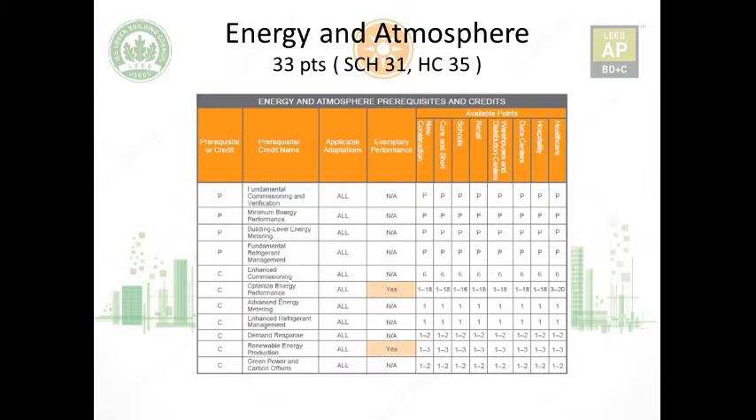This is the table which shows the prerequisites and credits, and just like we saw in water efficiency, there are some respective credits to prerequisites: fundamental commissioning to enhanced commissioning, minimum energy performance to optimize energy performance, and so forth. So we're going to have a look at it one by one in detail, and I'll try to discuss the prerequisite and credit one after another.